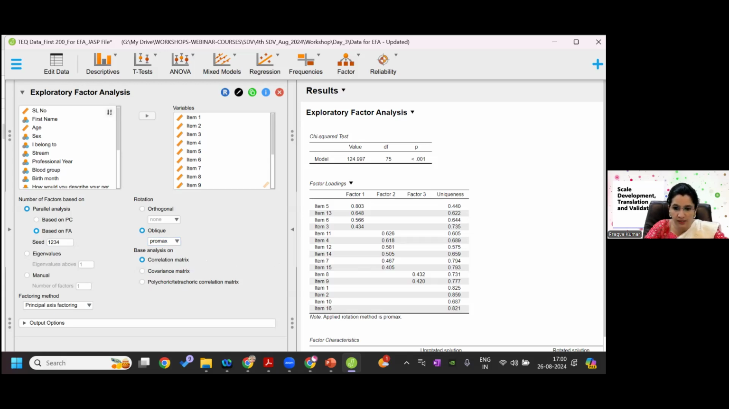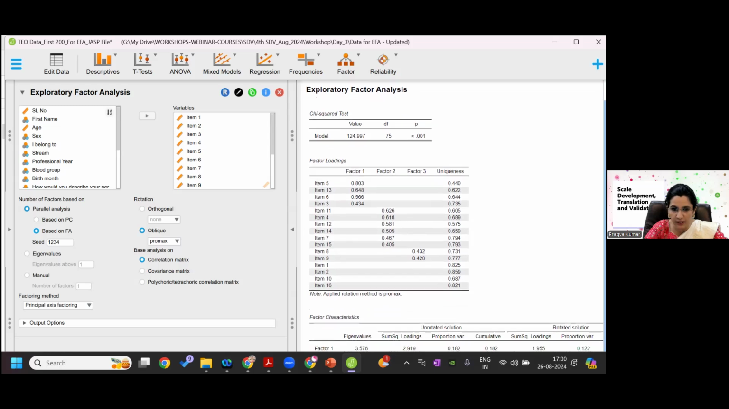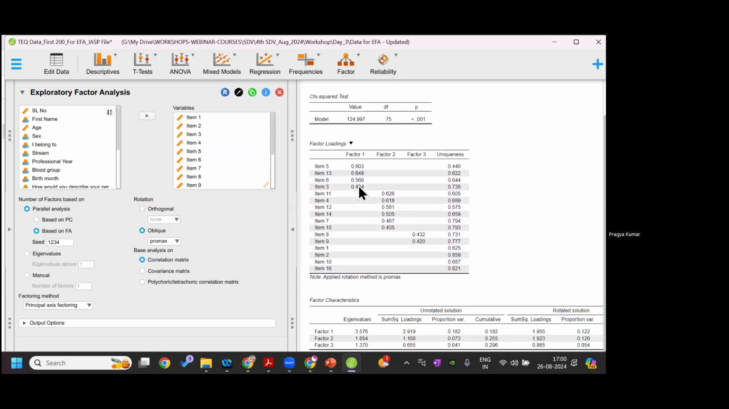So now see this, till now I am only telling you. So if you see the chi-square, right now we will not comment on model fit and all. First see this factor loading. So here you can see that factor 5, 13, 6 and 3, they are getting loaded on factor 1. So how many factor structure you can see here?